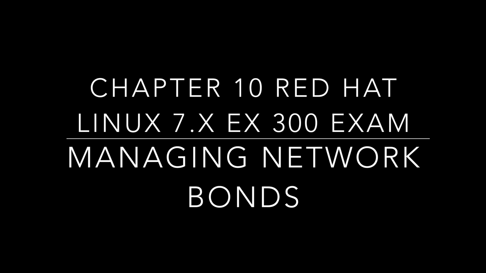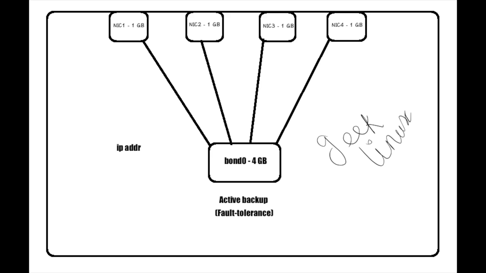Welcome back everyone. This is chapter 10. We are going to learn about network bonds. In Red Hat Linux 7, we have the feature of bonding, and one more advanced feature, teaming. In this chapter we are going to see only bonding. Later we can look into teaming in the next chapter, chapter 11.